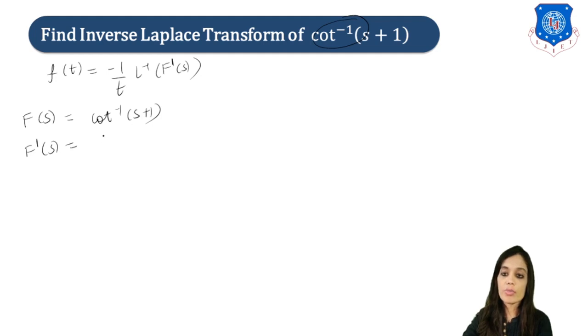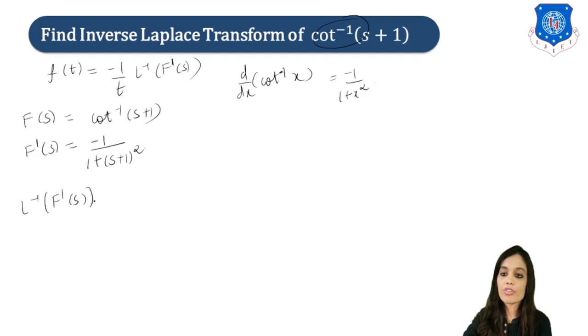So the derivative will be minus 1 upon 1 plus s plus 1 whole square, because we know the derivative of cot inverse of x will be equal to minus 1 upon 1 plus x square, right? So we have obtained this. Now let us find the Laplace inverse of f dash of s. So minus will remain outside, Laplace inverse of 1 upon 1 plus s plus 1 whole square.